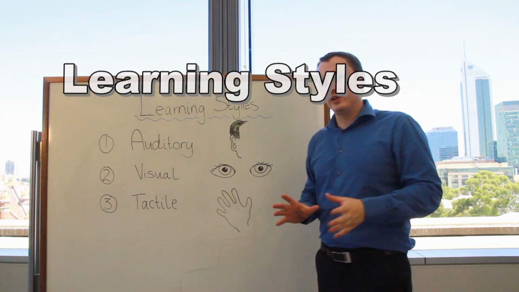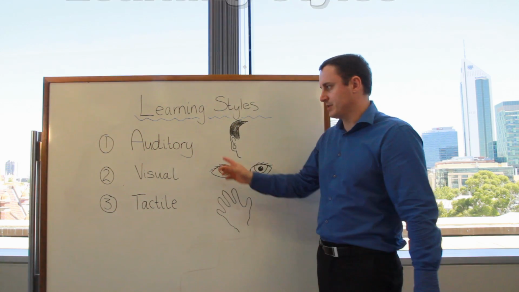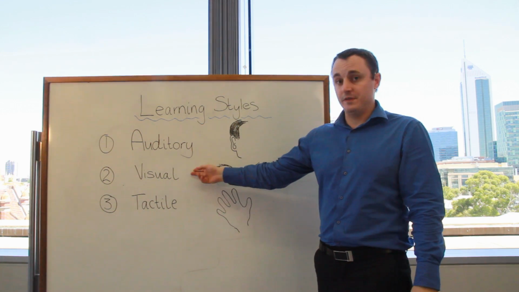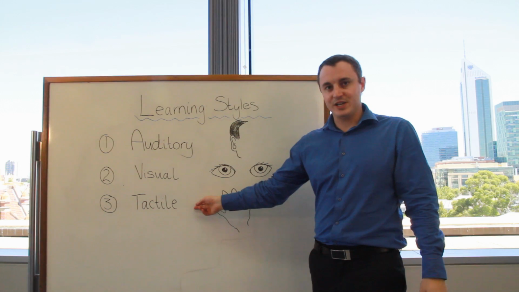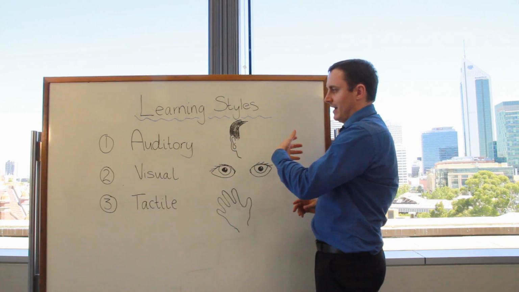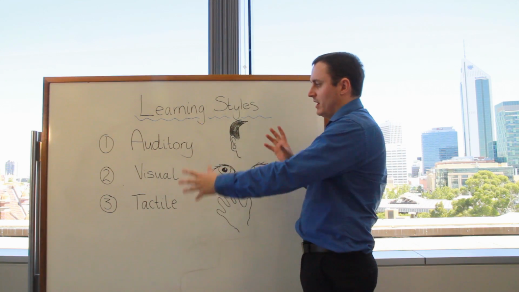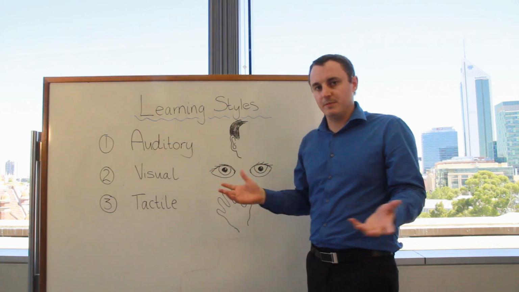So we've touched on learning styles before, but we're going to go into a little bit more detail now about the three main learning styles: your auditory, your visual, and tactile / kinesthetic. Remembering that learning styles, students don't necessarily learn in only one of these mediums. They can learn in a combination, and it depends on the subject as well.